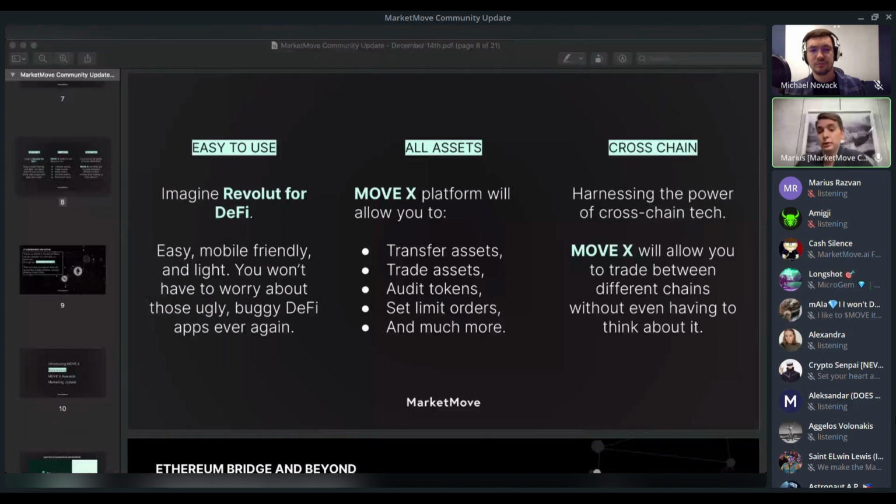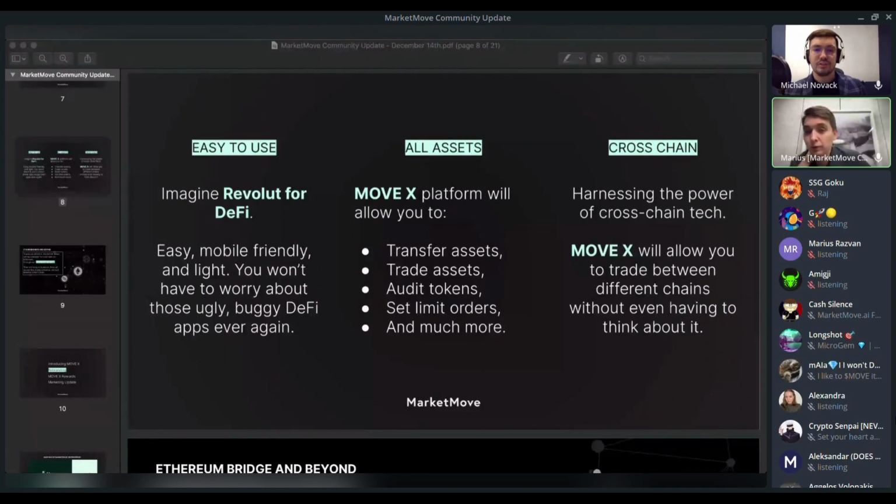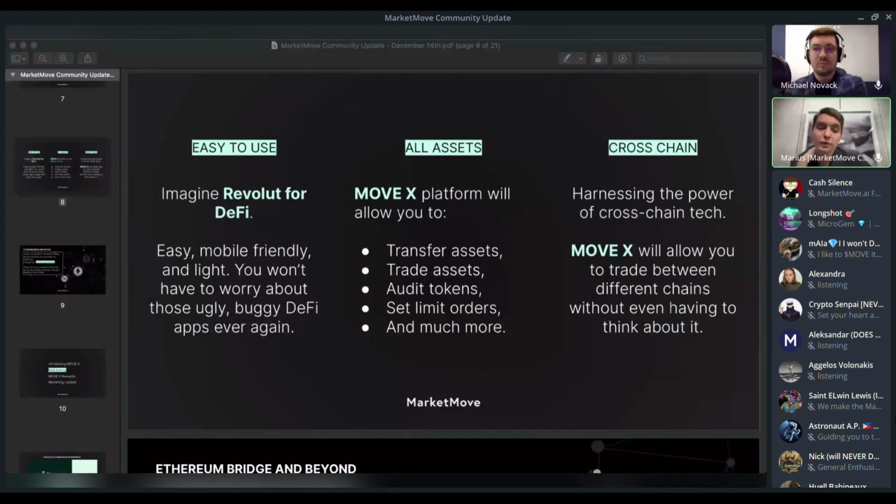You'll be able to use trading features like limit orders and stop loss, so that you can manage your investment portfolio and you don't have to constantly monitor the price changes. And we have seen that recently the price changes so much. And much more. So this will be the only platform you will need to manage all of your crypto assets across the different chains. The technology is mature right now, so we can do this. You don't have to think about it. This is all going to be seamless without your intervention.